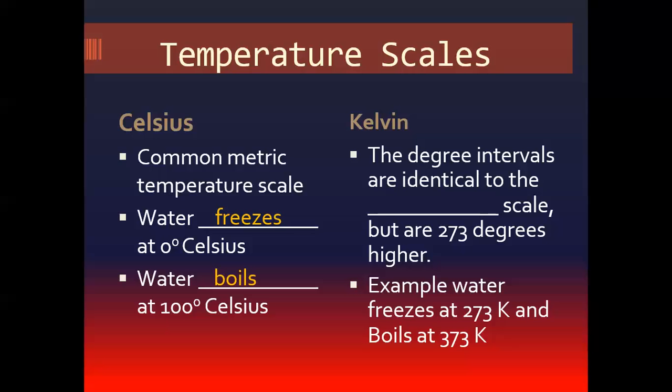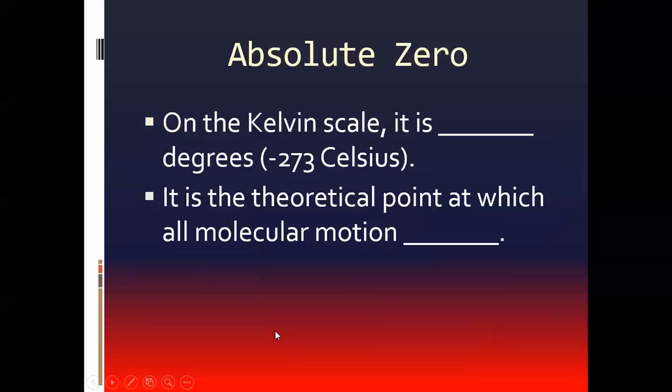Then there was another scientist, Lord Kelvin, and he came up with a new temperature scale that was based off of Celsius. The degree intervals were identical to the Celsius scale, but with a 273 point addition. So for example, water freezes at 0 degrees Celsius. Well, it freezes at 273 Kelvin. So you would just add 273 to that. Water boils at 100 Celsius. Well, it boils at 373 Kelvins. 100 plus 273. Why did Kelvin need to make this scale with such an odd thing?